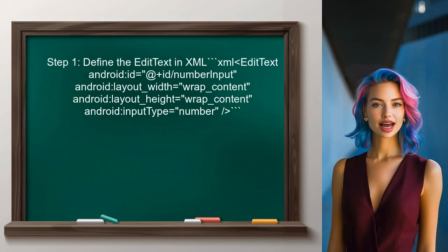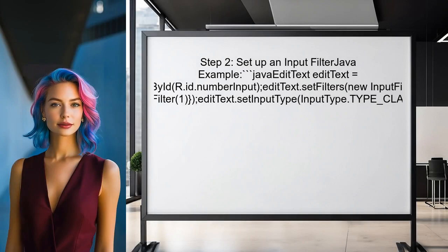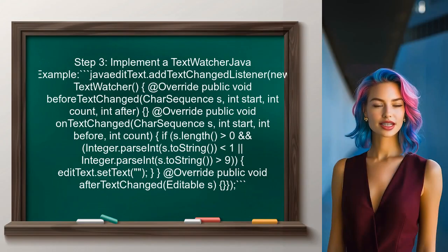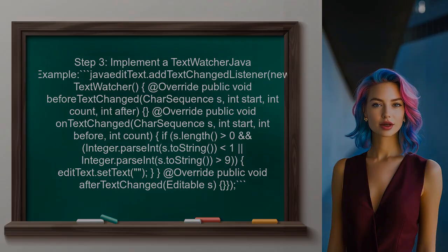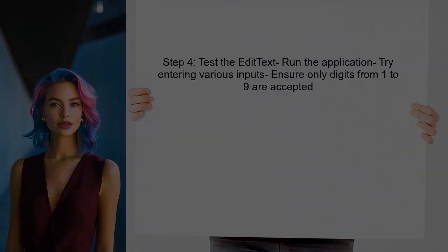To restrict user input in an edit text to only allow digits from 1 to 9, the user should start by defining the edit text in their layout XML file. Next, the user needs to set up an input filter in their Java or Kotlin code. This filter will ensure that only single-digit numbers from 1 to 9 can be entered. Now, the user should implement a text watcher to monitor the input. This will allow them to validate the input and restrict it to the desired range. Finally, the user should test the edit text in their application to ensure that it behaves as expected, allowing only digits from 1 to 9 without any exceptions.